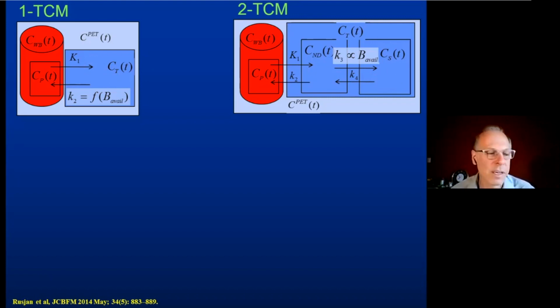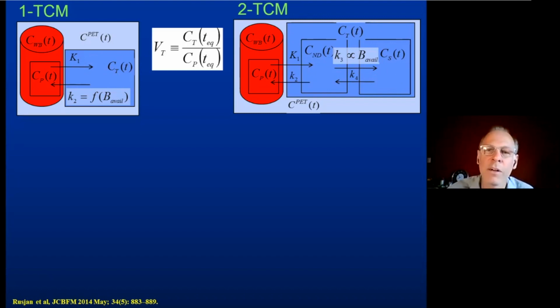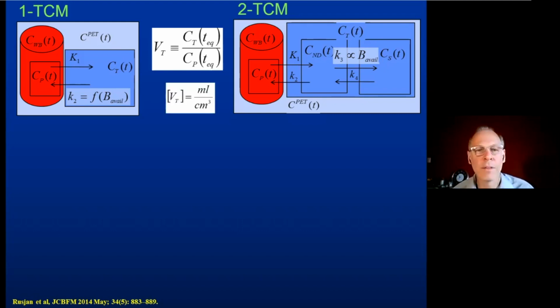Measuring the rate constant K3 is usually unreliable. So rather than the rate constant K3, we have defined a magnitude, the total distribution volume, which is a more stable index for available binding. The total distribution volume is defined as the ratio of concentration in tissue to concentration in plasma at the time of equilibrium. In PET, the total distribution volume doesn't have units of volume. The units are milliliters of plasma water divided by cubic centimeter of PET image.